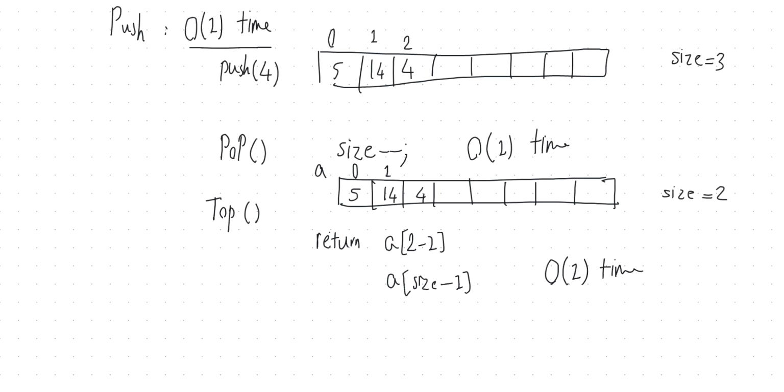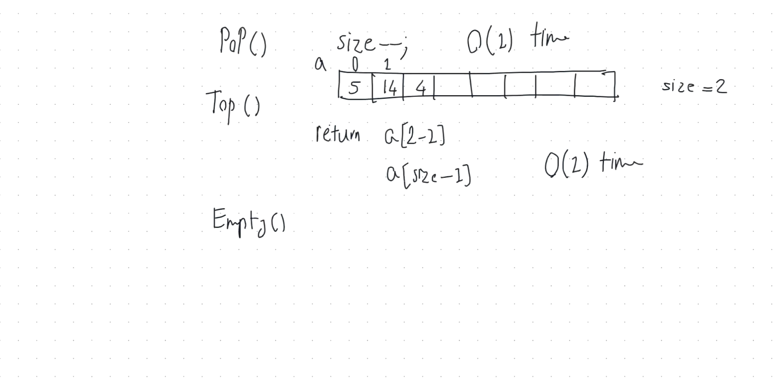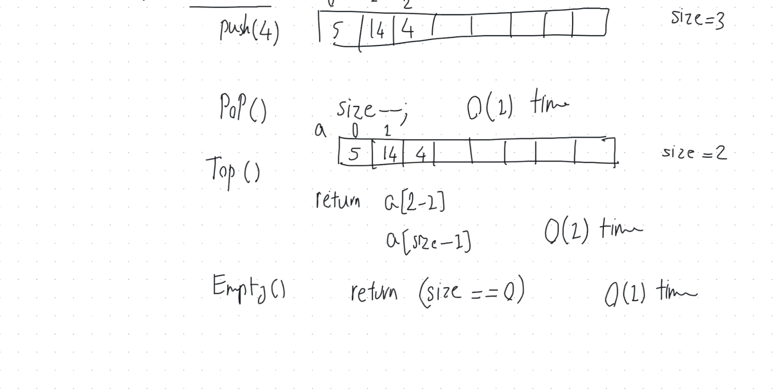Okay? And empty, if you think about it, if you want to check whether or not a stack that is implemented this way using an array is empty or not, is checking the size. You don't need to look into the array at all. You look at the size. If size is 0, then the stack is empty. And if it's not, the stack is not empty. So you just return size equals 0. So if size is the same as 0, then you return true, otherwise false, right? And this is also order 1, constant time. So all these operations are constant time, right? Push is constant time, pop is constant time, top and empty are also constant time.